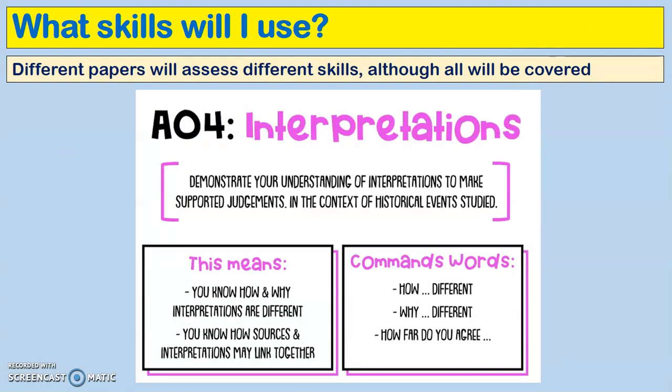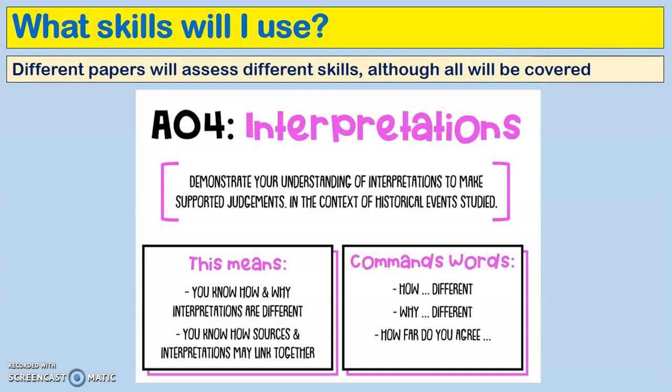We'll also be assessed on interpretations. So this is demonstrating your understanding of interpretation to make supported judgments. So history is not a fixed thing. It is created by historians, and different historians have different interpretations depending on a range of factors in their life. As students of history, what you need to do is understand how and why interpretations are different.